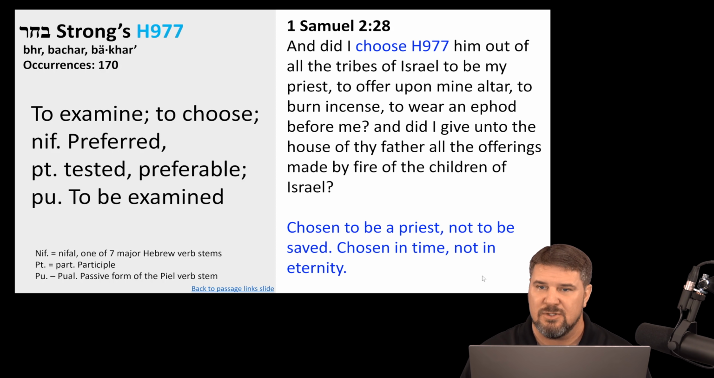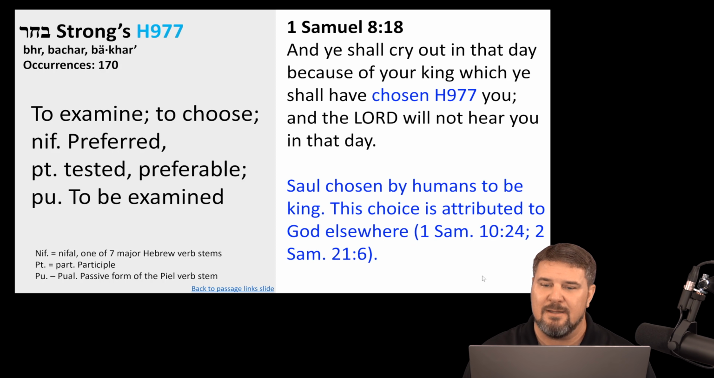It's capacity of service. All right, election, you should always connect it with servitude, being a servant in your mind, not with salvation. So chosen to be a priest, not chosen to be saved, and he's chosen in time, not in eternity past. In 1 Samuel 8:18, ye shall cry out in that day because of your king, which ye shall have chosen, and the Lord will not hear you in that day.